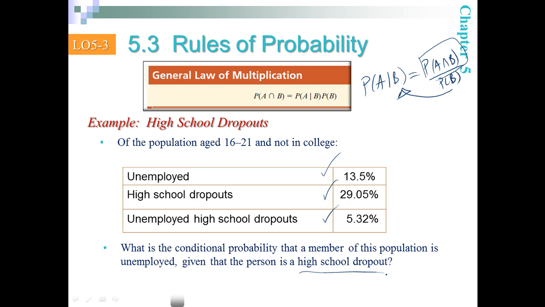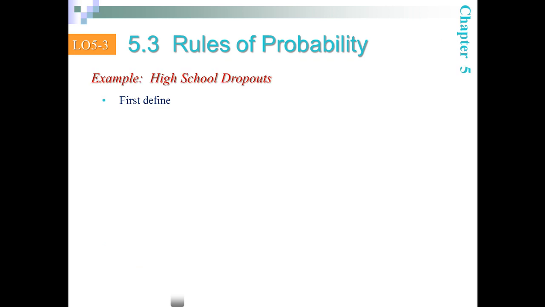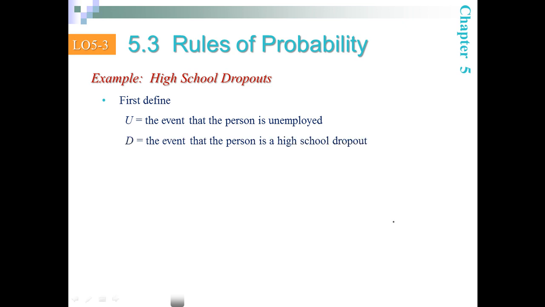All right? So we want to know, given that they dropped out, what's the probability that they're unemployed? And that's different than saying what's the probability that they're unemployed and dropouts. We already know that probability is 5.32%. So first we need to define U as the event that a person is unemployed, D is the event that a person dropped out of high school, and write down what these probabilities are.